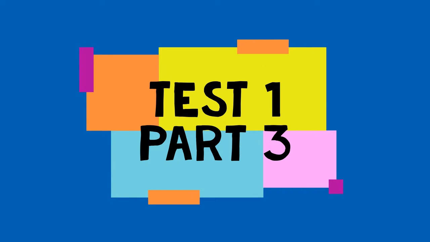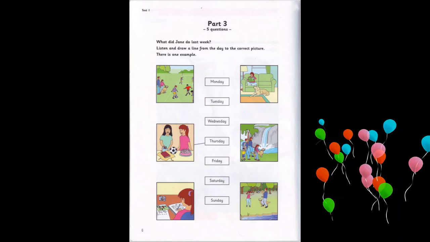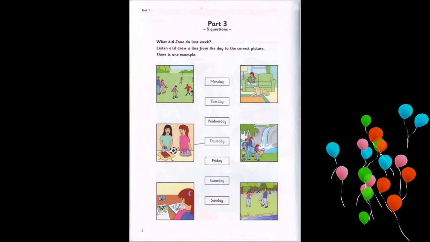Part 3. Look at the pictures. What did Jane do last week? Listen and look. There is one example.